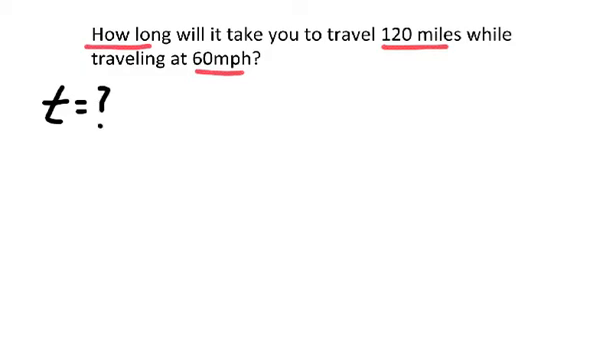120 miles. Miles you should recognize as a distance. And then 60 miles an hour, miles per hour you should recognize as a speed. We use the variable v for that.